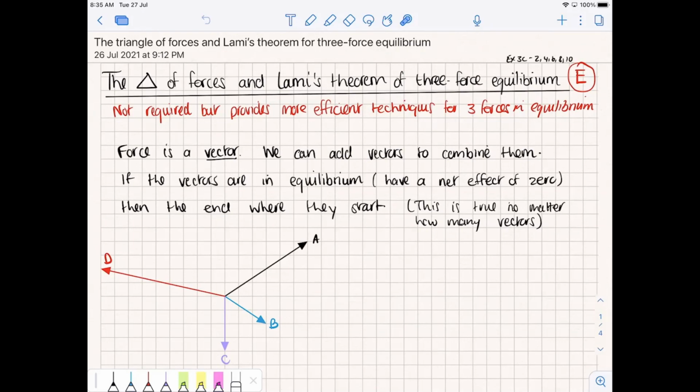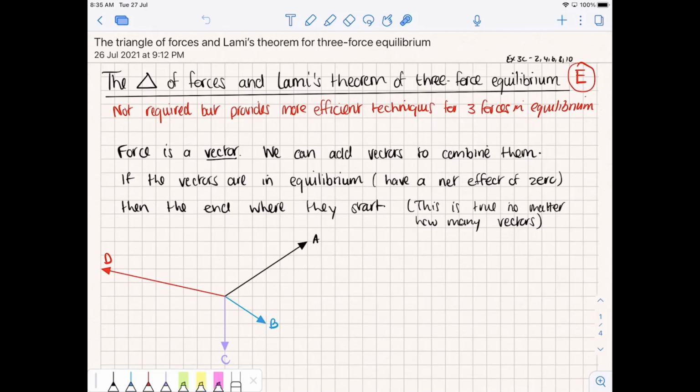Today we are going to look at something called Lami's theorem. I'm not sure, do you guys do Lami's theorem in physics? No, we don't. Okay, well, this is extension work, as I've stated there.